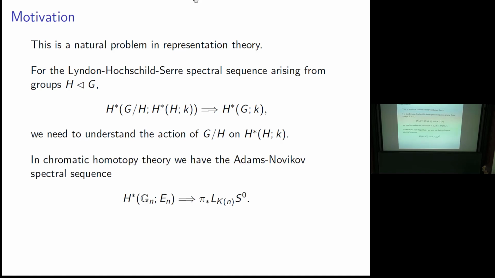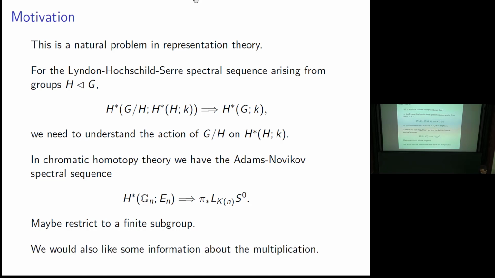In chromatic homotopy theory, you also have a group acting on a ring, so it doesn't fit into my context, but maybe you restrict to a finite subgroup, and then at least it's close enough to this context to be relevant. There's all sorts of other reasons you can have groups acting on varieties or schemes and other things. For most of these problems, you need to know the multiplication as well at some level.